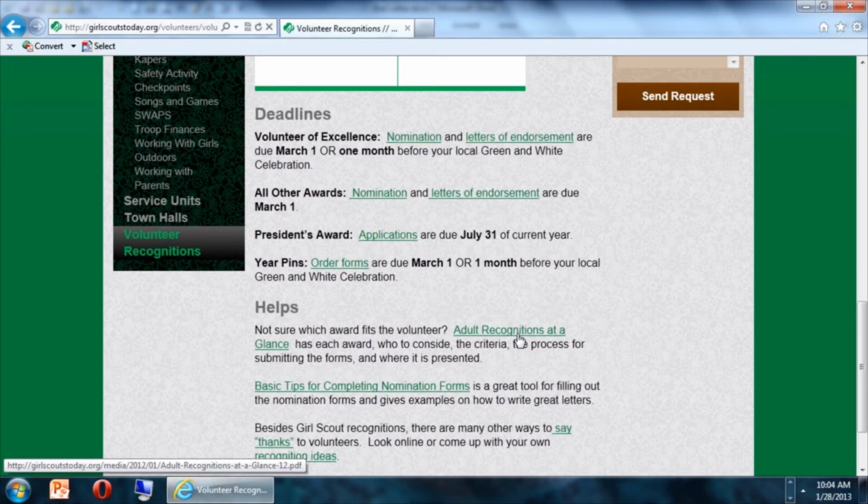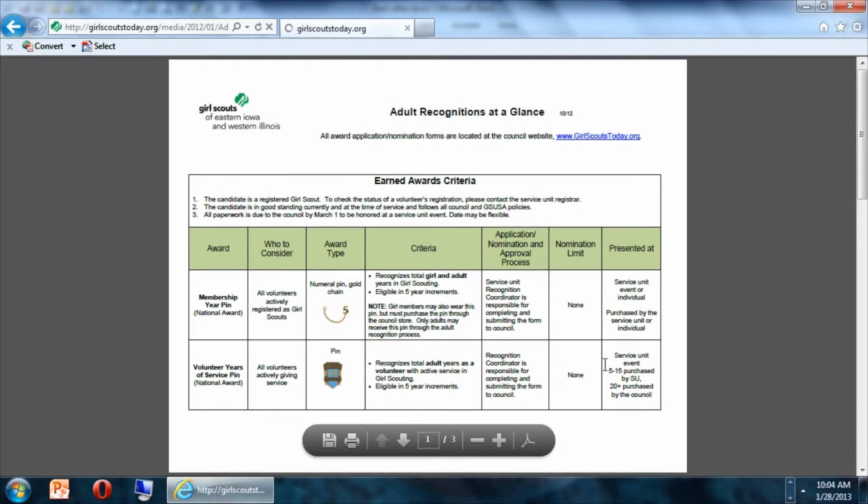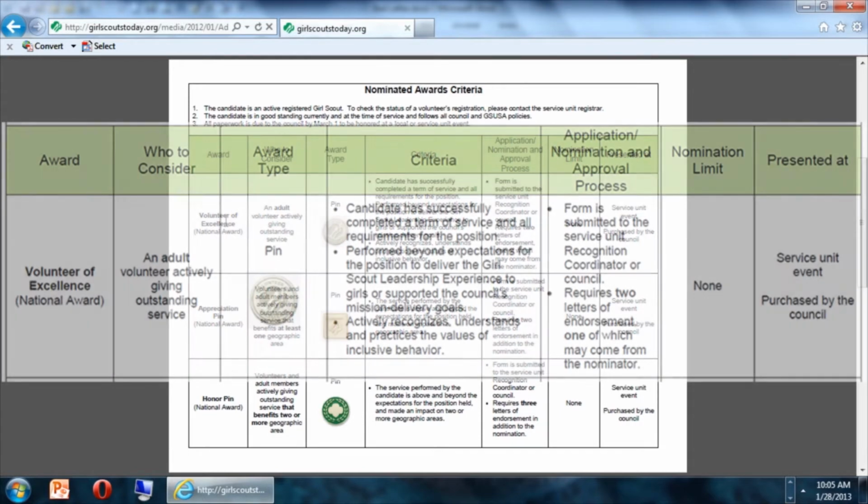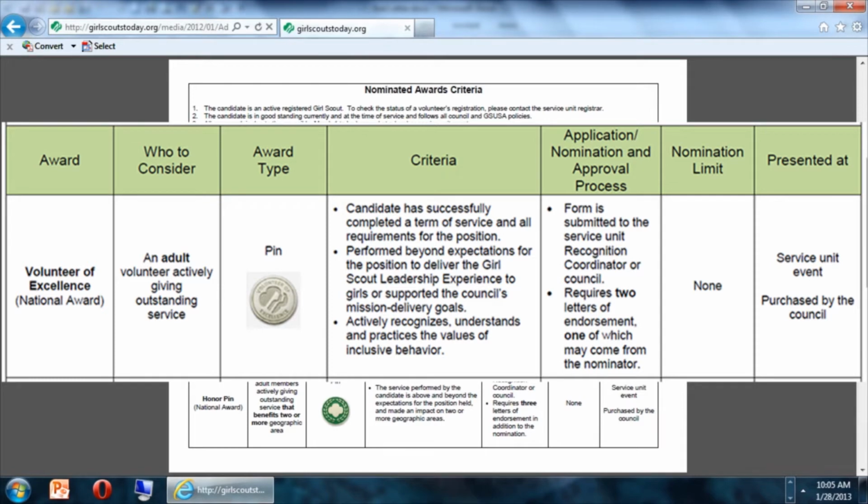at a Glance. This page contains all the awards in one document. There are earned awards and there are nominated awards. Our focus today will be on the nominated awards, so let's go to that section. Scroll down to the next page, and there is the Volunteer of Excellence Award. It is for any volunteer giving outstanding service, more on the troop level.